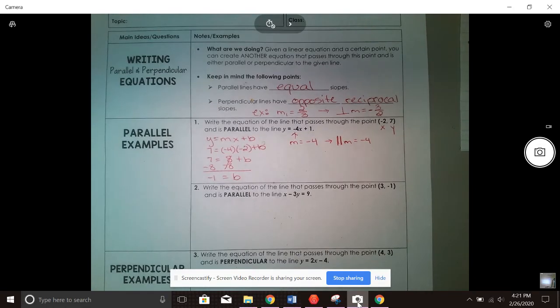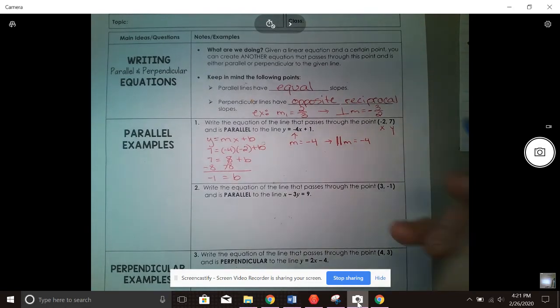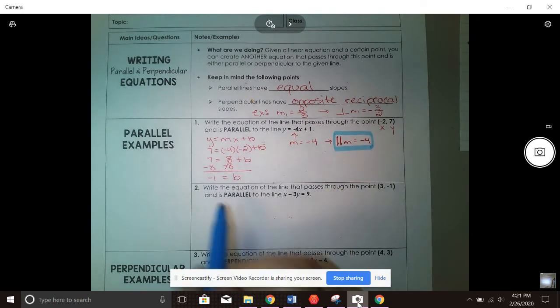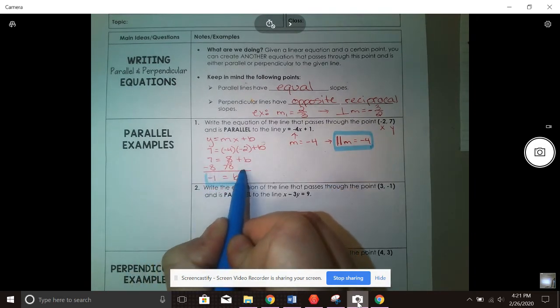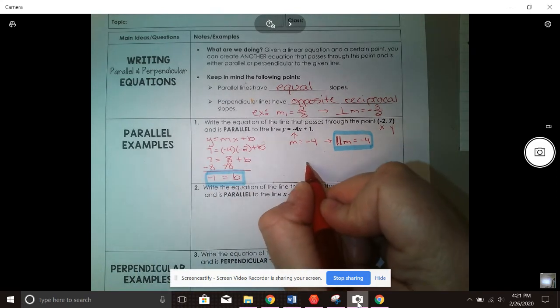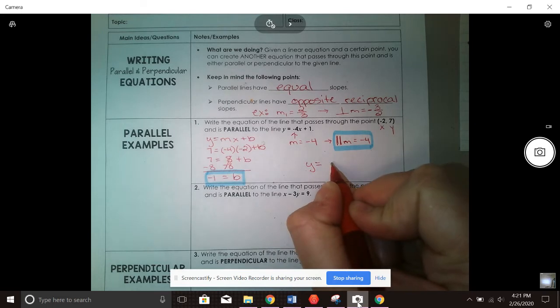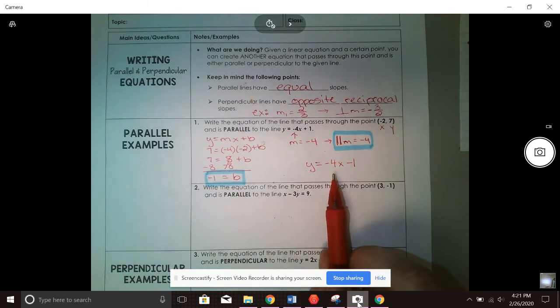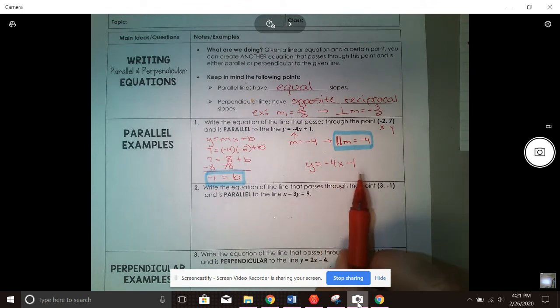Okay, here's the two important parts. We've got a parallel slope that's -4. We just solved for a new y-intercept of -1. So when we put all this together, the new equation of our line is y equals -4x minus 1. -4 is in the m position. -1 is in the b position.